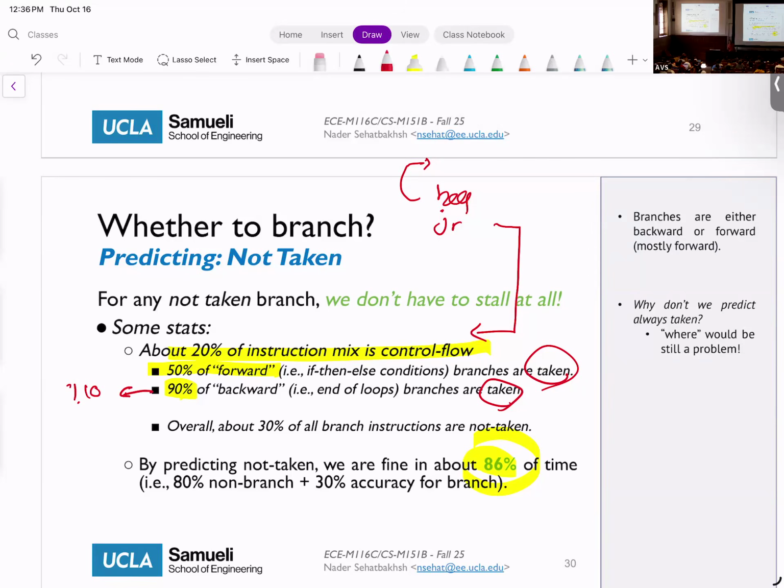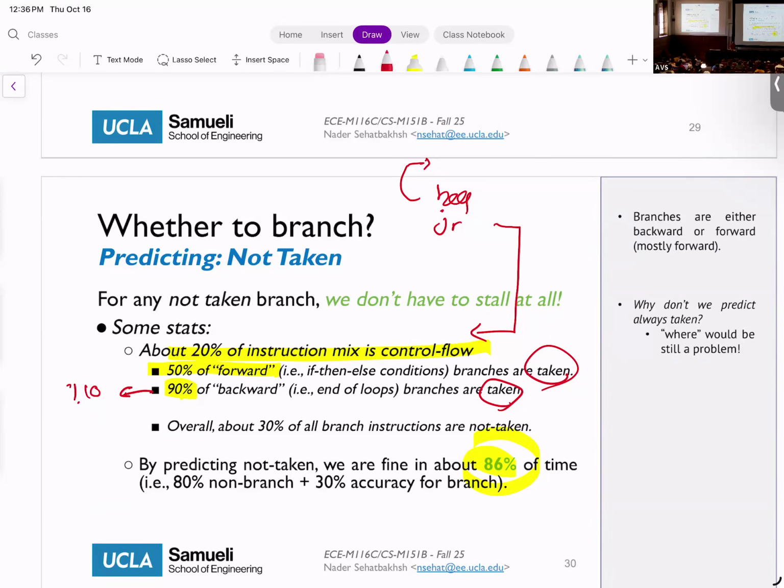We will do that later, but not taken is much easier for us to do. Why? Because for not taken, I already know the next address, and the next address is PC+4. For taken, I need to compute PC plus offset, which is a little bit more difficult. Later, I'm going to show you how we predict taken, but for now, we're going to just do the simplest thing, which is not taken. That make sense? Any questions?